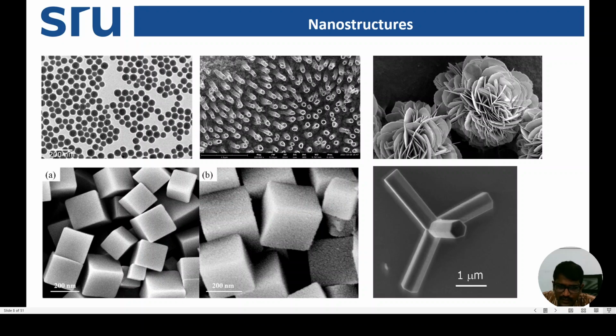Every nanostructure has its own different properties and applications. Just to understand how nanomaterials look, they have different morphologies. For your understanding, I am showing some of the basic morphologies: nanoparticles, nanotubes, nanoflowers, nanocubes, and nanotetrapods.